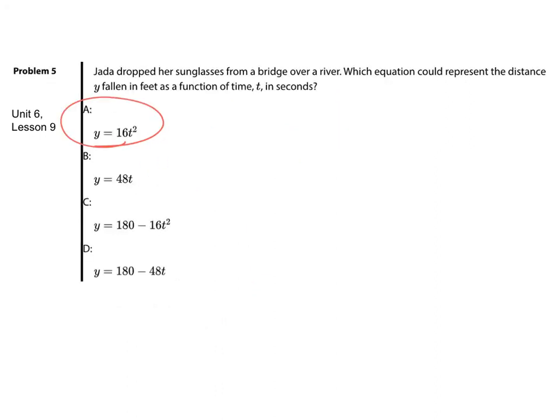A is going to tell you the distance fallen in feet as a function of time. Remember that 16 is that acceleration due to gravity, because when things fall on Earth, they speed up at a rate of 16 feet per second every second. C is maybe the other one that caught your eye. This one would tell you the height off the ground if it started at 180 feet. But it's not going to tell you the distance fallen. It's going to tell you how high it is off the ground. So that's just a small distinction to pay attention to.